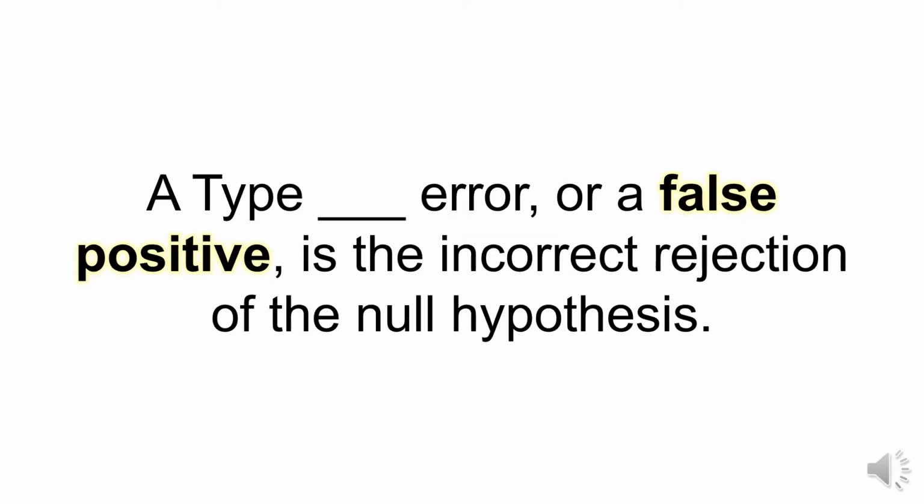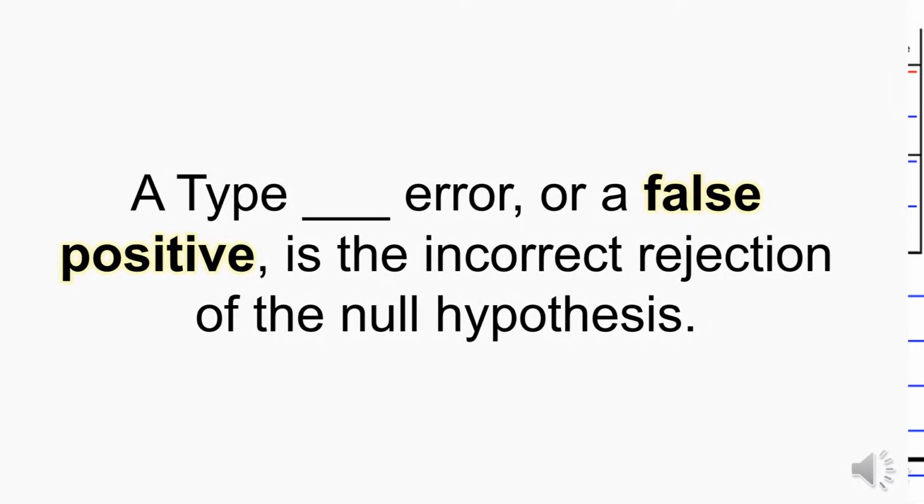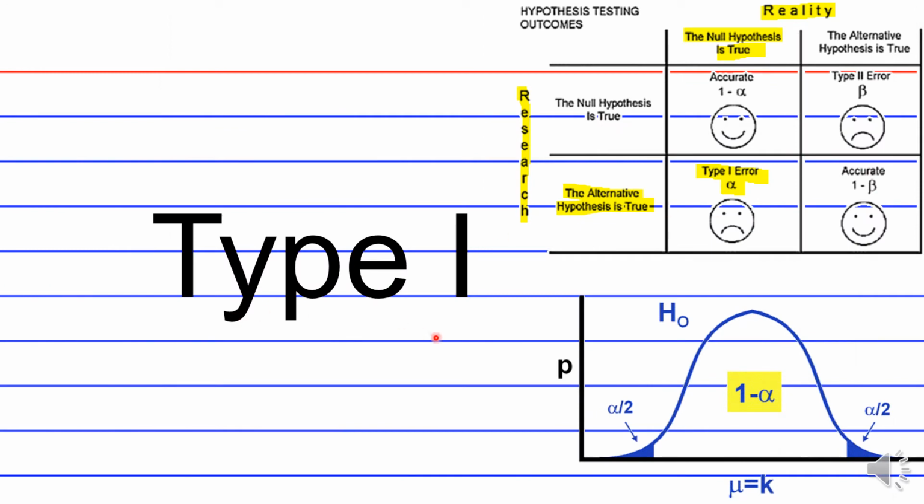All right, now for statistics. A type blank error or a false positive, okay, is the incorrect rejection of the null hypothesis. So what's the answer? And if you don't know what the null hypothesis is, I'll get into it a little bit and then in more detail in statistics flashcards. That would be a type 1 error.